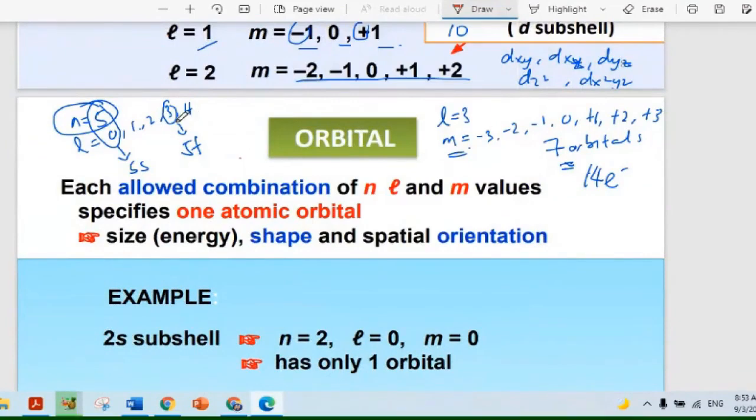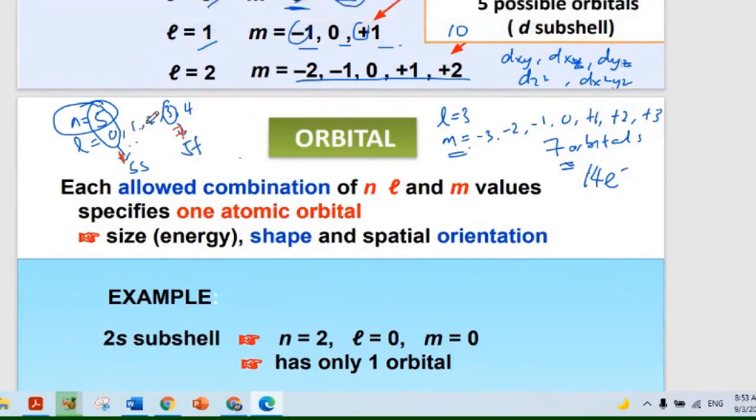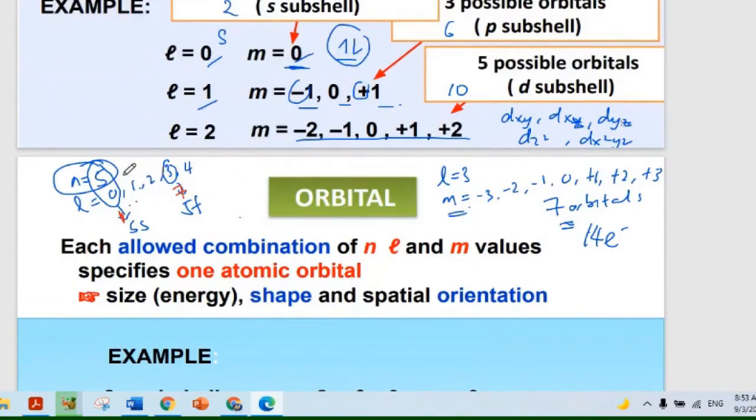So just now we know 7. This is 7 orbitals. S has 1 orbital. How many orbitals does P have? Harris, how many orbitals does P have? When n equal to 5, L equal to 0 is S orbital, S subshell, so 1 orbital. But L equal to 3, madam.